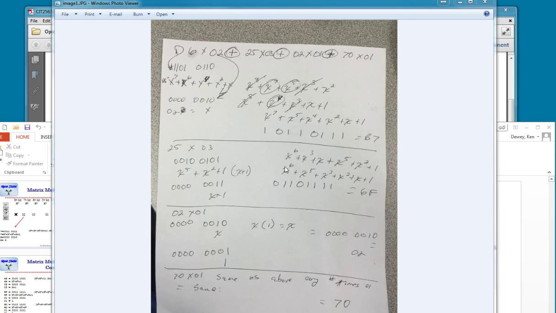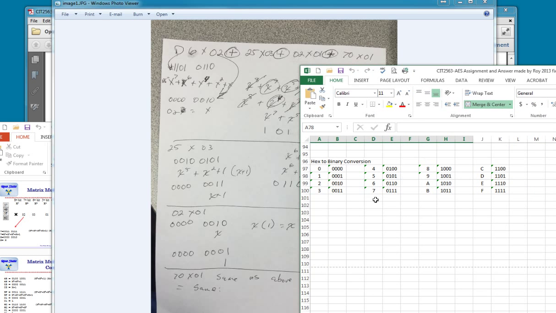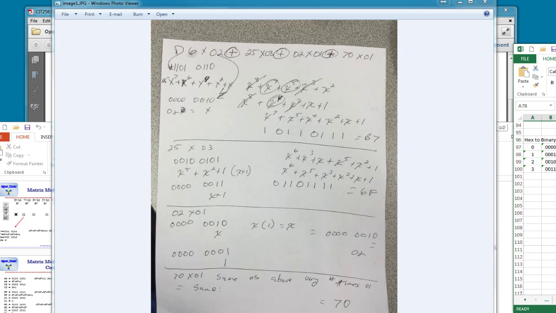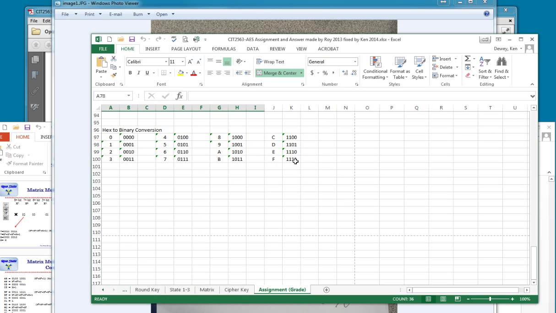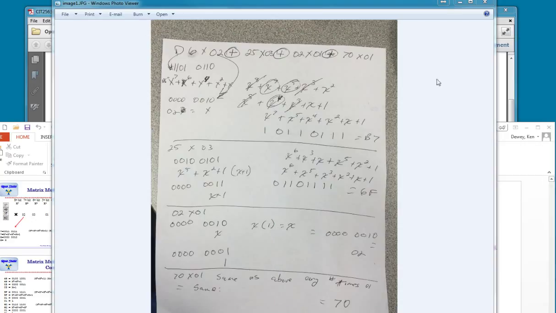We have no x to the 7th. We have no x to the 4th. There's x to the 7th, there's x to the 4th. We have an x to the 3rd, we have an x squared, we have an x, and we also have a 1. Okay? So that converts to 0, 1, 1, 0, which is the 6, and I will show you that. 0, 1, 1, 0, and then 1, 1, 1, 1, or F. So far we've got B7 and 6F. We're halfway home. Actually, we're more than halfway home.